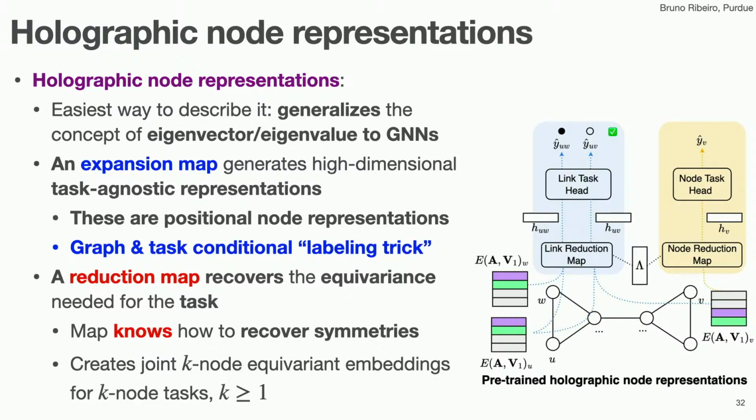We have a reduction map that recovers the equivariance needed for the task. So you get these positional representations, and this reduction map essentially recovers the equivariance that you need for link prediction. Here it would recover the equivariances needed for node classification from the positional representations that broke all the symmetries. And then we can show that we can create k-node equivariant embeddings with this procedure. So we can have larger, not just 1, 2, but 3 nodes, 4 nodes, 5 nodes.